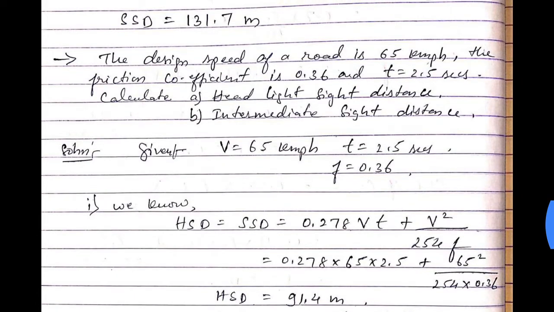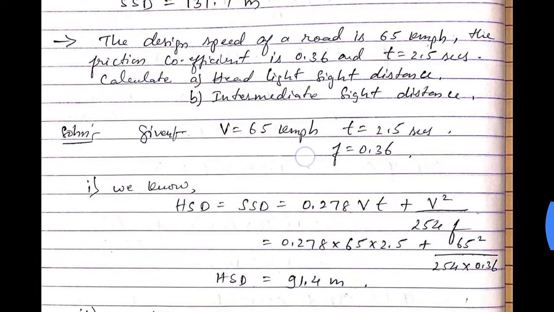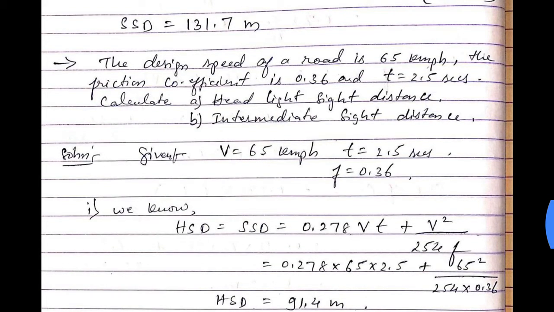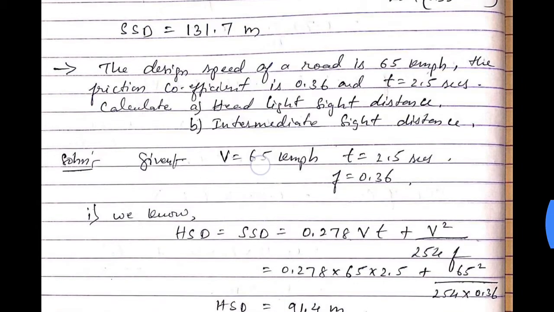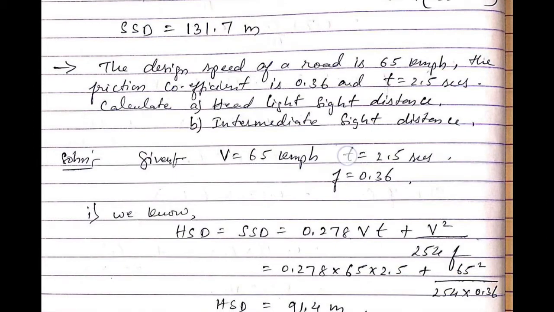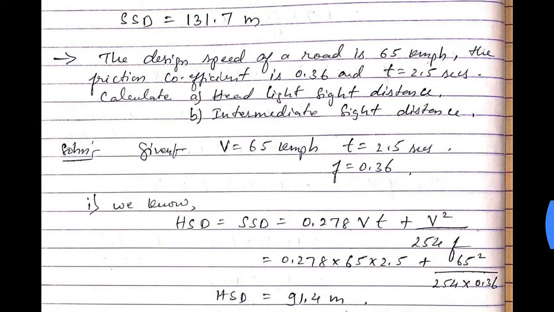So as we all know already, as discussed in the theory classes, headlight sight distance is equal to the stopping sight distance and intermediate sight distance is twice of stopping sight distance. Okay. So what we do is, firstly we need to find out SSD. So what is given in the question? V equal to 65 kmph, T is 2.5 seconds and F is 0.36.